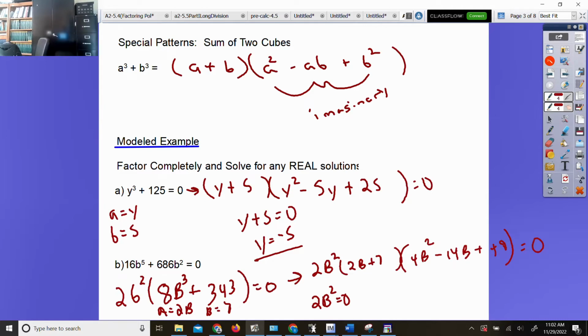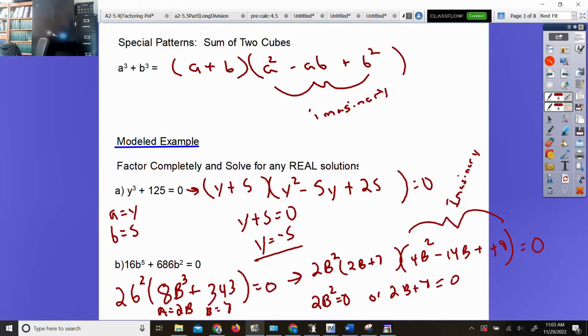What's the second factor that you see that has a real 0? 2B plus 7. Does this factor even matter since we want reals? No, it's imaginary. Or 2B plus 7 is 0.